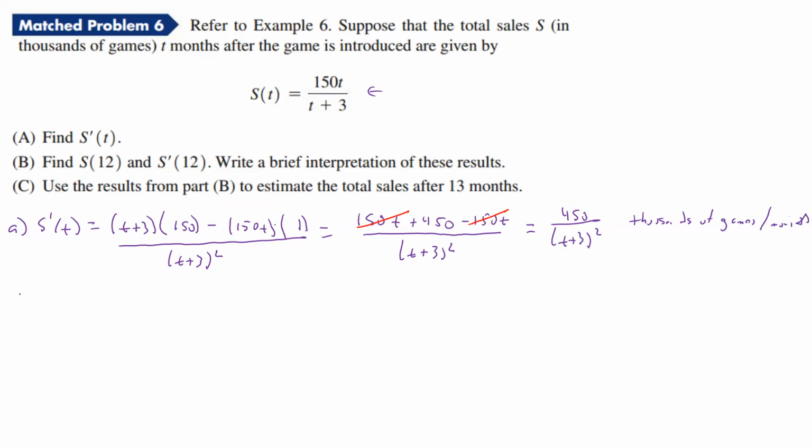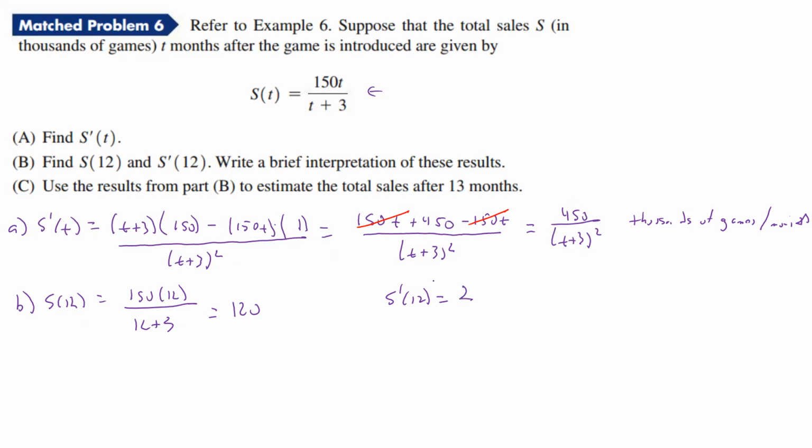Now, B says, let's plug in and find out what s of 12 is. And then we're also going to find out what s prime of 12 is. Well, for s of 12, we're going to take 150 times 12 divided by 12 plus 3. So if we multiply that on the calculator, we get 12 times 150 divided by 15, so it looks like it's 120. And this one is going to be 450 divided by 15 squared, so that looks like 2.